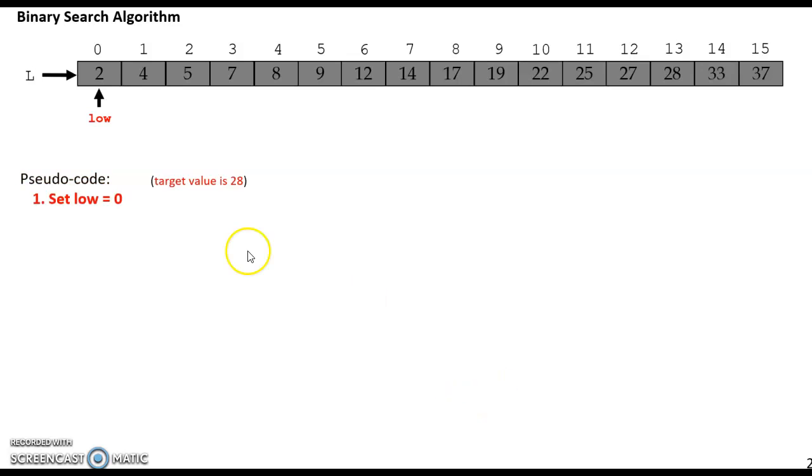Okay, so everything's set up, and the first thing we do, we'll make sure our list is initialized, that it's sorted, and also that we have our target value, which is 28. So we're going to set low to 0. Then we're going to set high to the length of the list minus 1. So low will be 0, and high will be the length of the list, which is 16, minus 1, 15. So that's the index of the high.